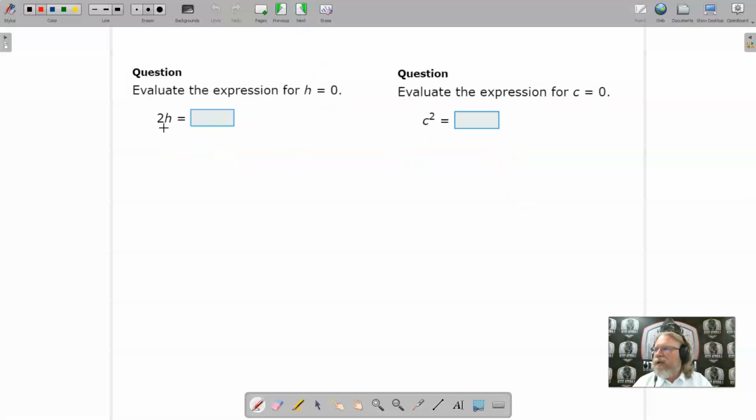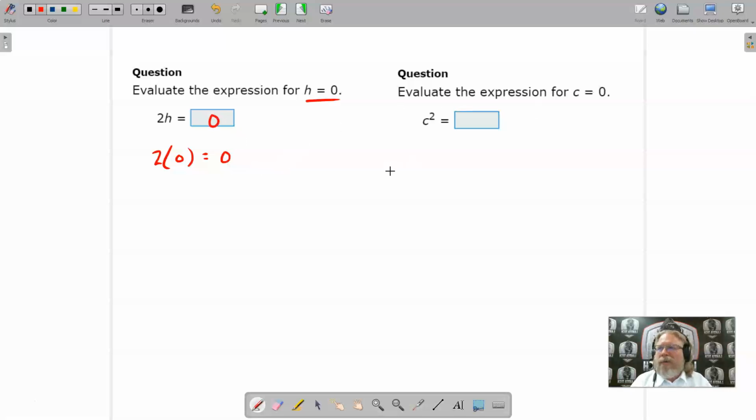Next question, 2h. Well, this one here shouldn't be too hard, right? This means 2 times whatever h is. Let's plug in that 0 for h, and anything times 0 equals 0. So we know that our answer here is 0.